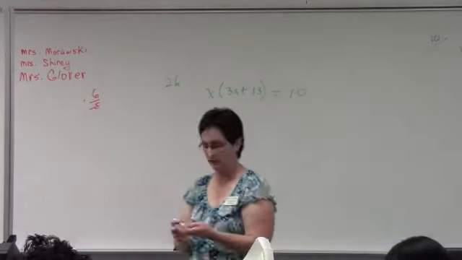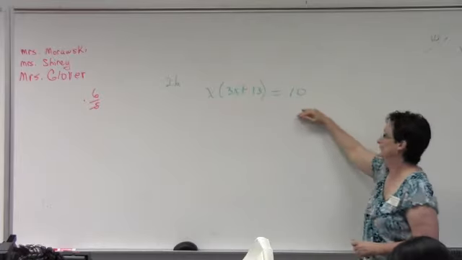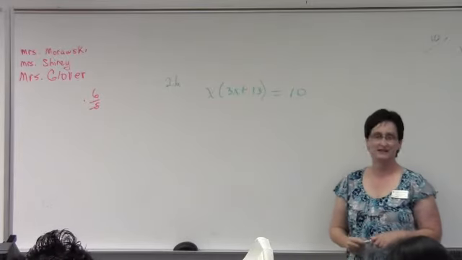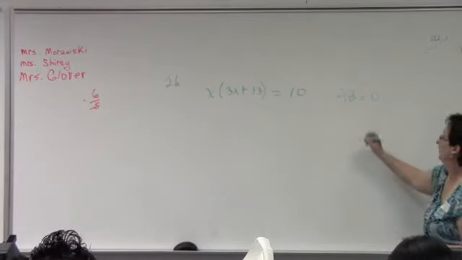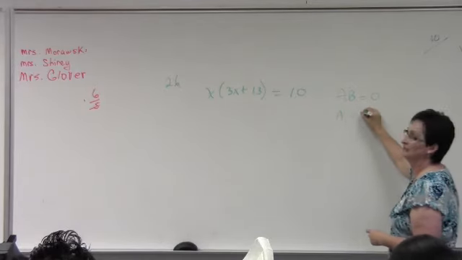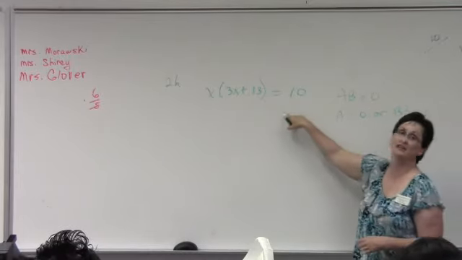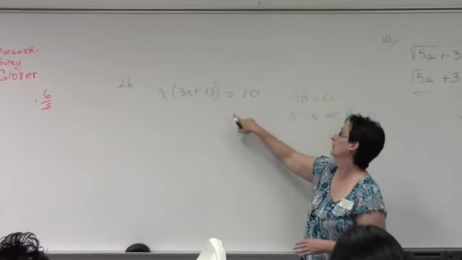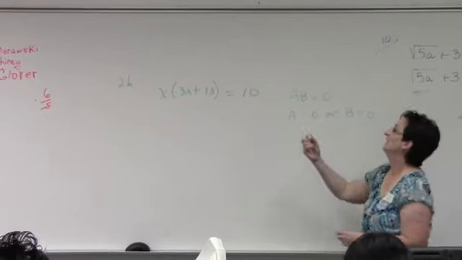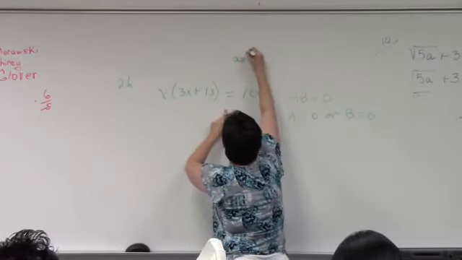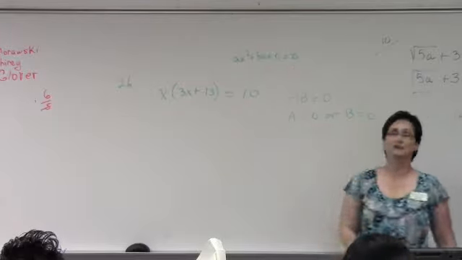All right, on number 26, what they're trying to tempt you to do is say x equals 10 and 3x plus 13 is 10. Can we do that? If A times B is 0, then A is 0 or B is 0. It's called the 0 factor property. Is it called the 10 factor property? No. So what do we have to do before we can set this up? It has to be in standard form.